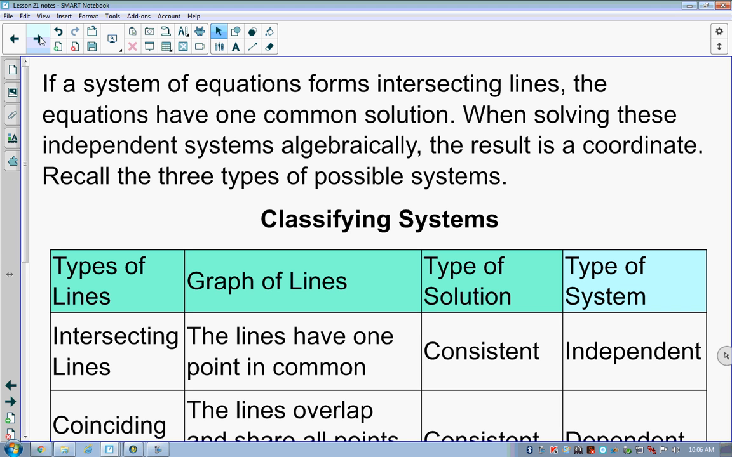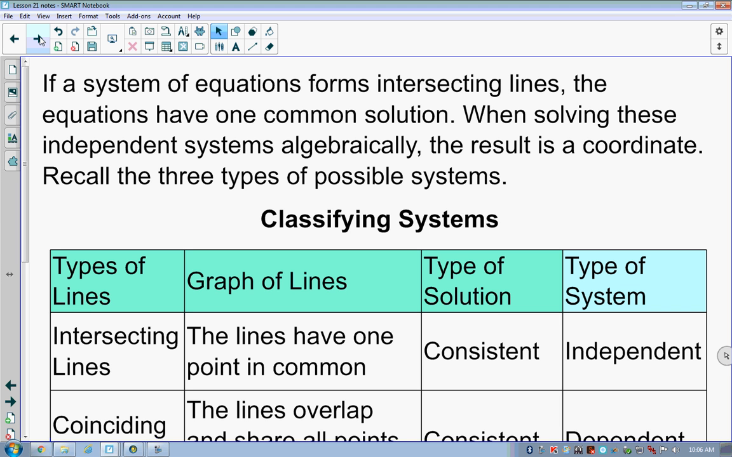So if a system of equations forms intersecting lines, the equations have one common solution. We've seen this exact same chart. This is like the 4th time we've seen this chart where it's telling me consistent, inconsistent, dependent, independent, right? Is that new information to us? Shouldn't be, right? When solving these independent systems algebraically, the result is a coordinate.